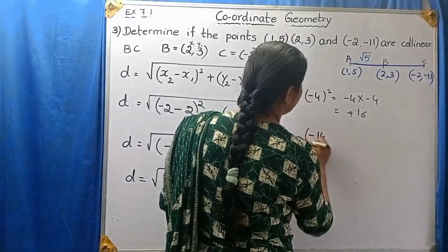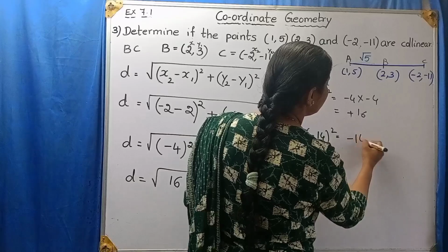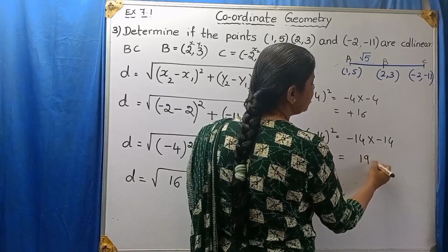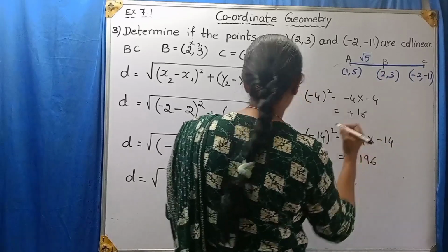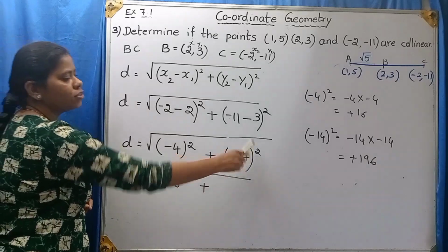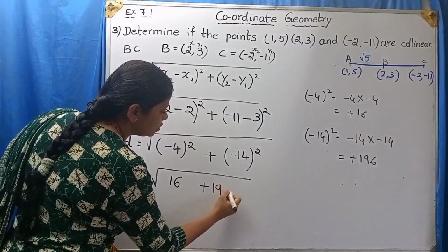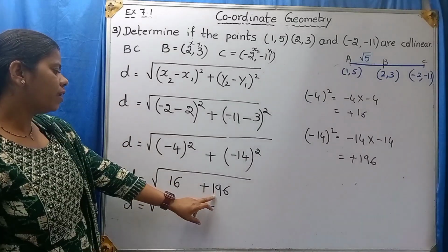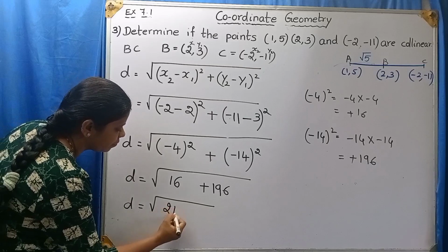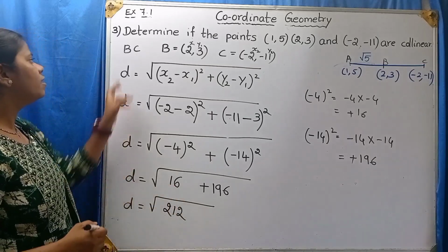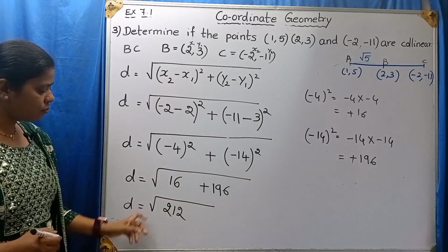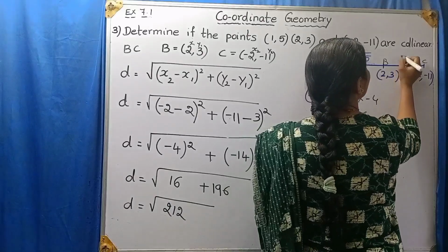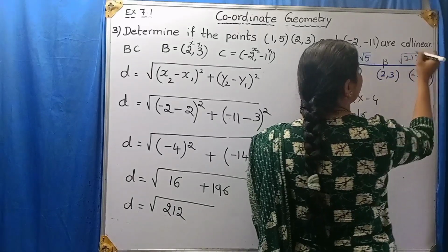That is minus 14 into minus 14. 14 into 14 is what? 196. Minus into minus is plus. Therefore, minus 14 the whole square is plus 196. D is equal to square root of 16 plus 196 is 212. The distance between BC is square root of 212.